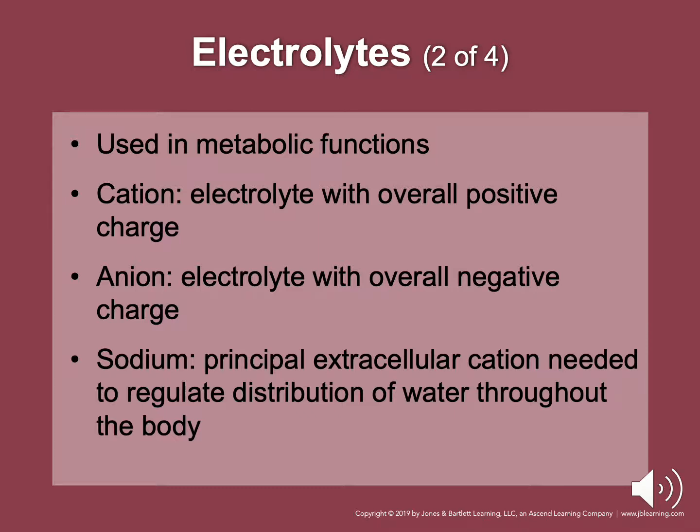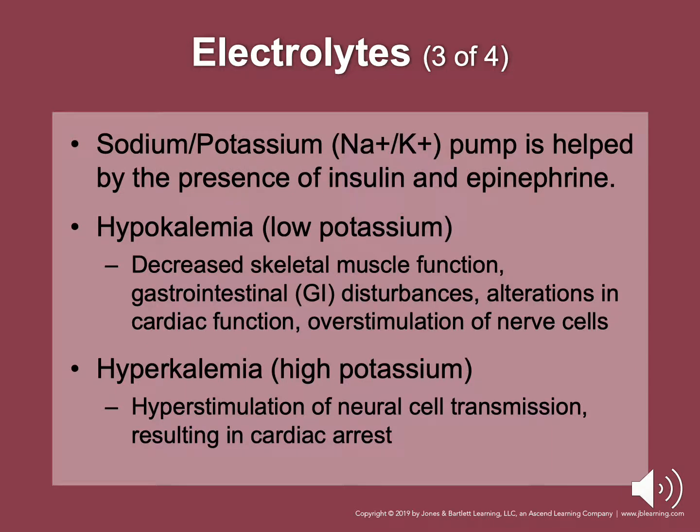All right. So using metabolic functions, a cation is an electrolyte with an overall positive charge. An anion is an electrolyte with an overall negative charge. Sodium is the principal extracellular cation, positive, to regulate the distribution of water throughout the body. It's the major factor in adequate cellular perfusion and the major component in circulating buffer. The sodium potassium pump is helped by the presence of insulin and epinephrine.